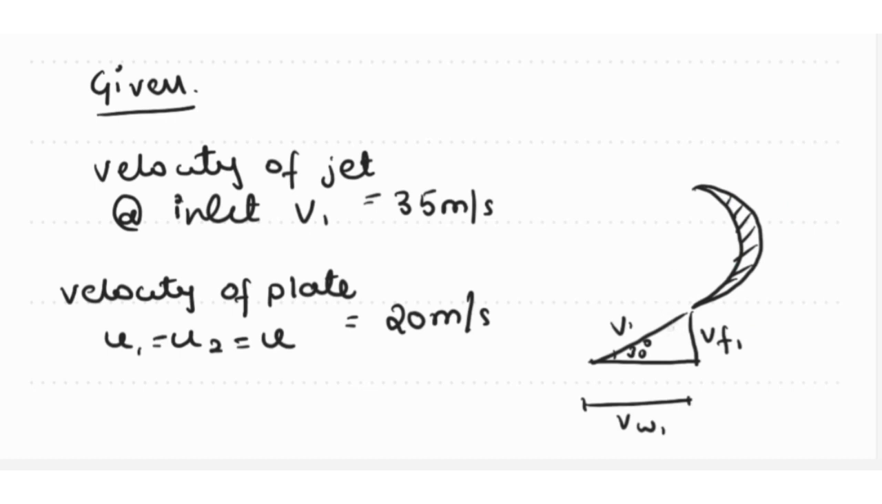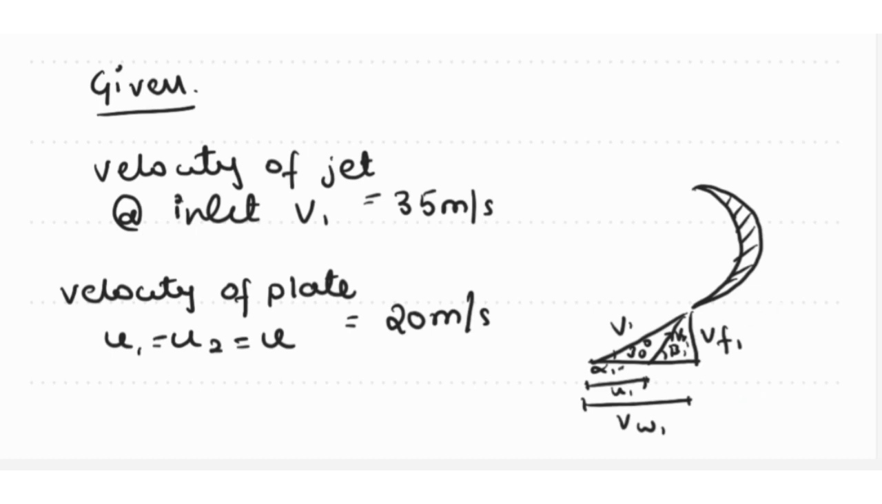Then we should draw the relative velocity, making an angle beta 1. This is 30 degrees, so that is alpha 1, and this will be vr1. From v1 to vr1, that is u1. So this is what the inlet triangle looks like.